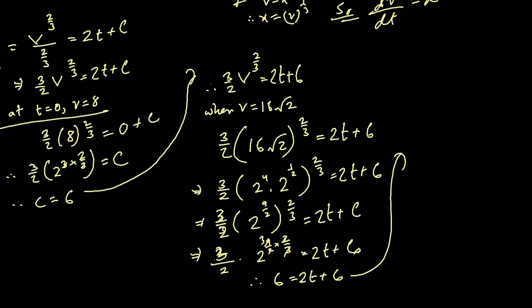This is 2 cubed. I didn't understand my own hand. This is 2 cubed. So this should be 12. This should be 12. Okay. So this should be 2t equals to 6. Therefore t equals to 3. So that is the value of t.